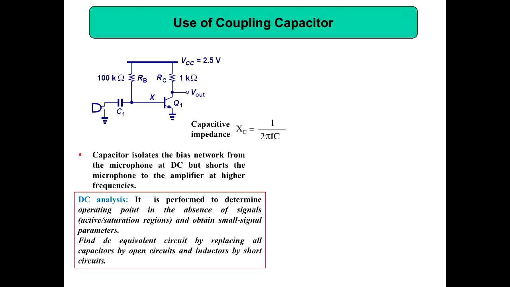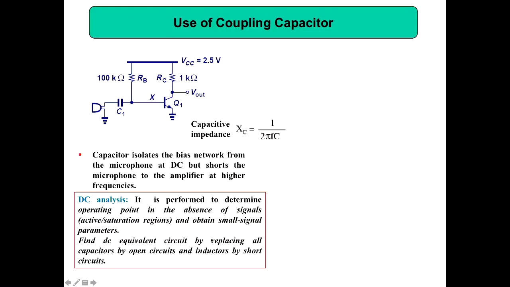So what do you mean by DC analysis? DC analysis is performed to determine the operating point in the absence of signals, which we already did several times. When you don't connect the signal, that is called DC analysis. We do DC analysis to find out the DC VC and the DC collector current. Then we want to find out whether the transistor is in the active region, and obtain small signal parameters. After DC analysis, we can find the small signal parameters, and for that we will be doing small signal analysis.